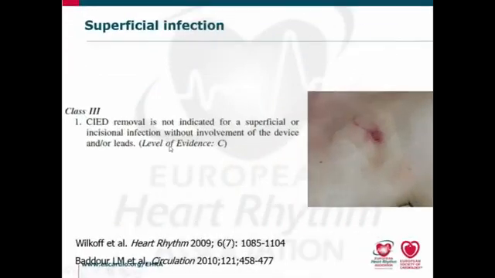Actually, the guidelines tell that for a superficial infection, just an incisional infection, as is the case here, the device does not need to be taken out initially. So you can actually treat conservatively. Of course, I think one has to be concerned about this actually touching the pocket and then infecting the device. So these patients may be managed conservatively, but you have to keep a close watch on them.